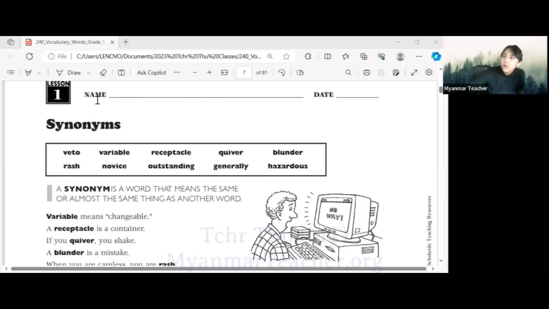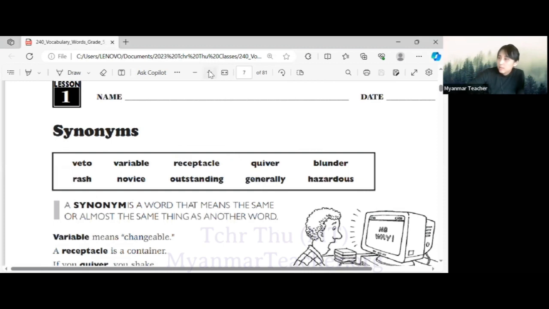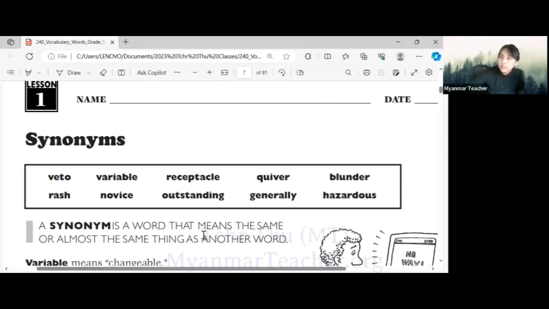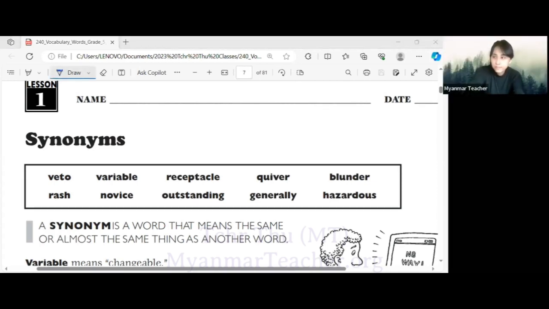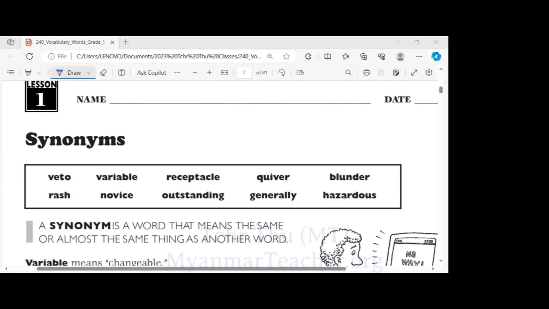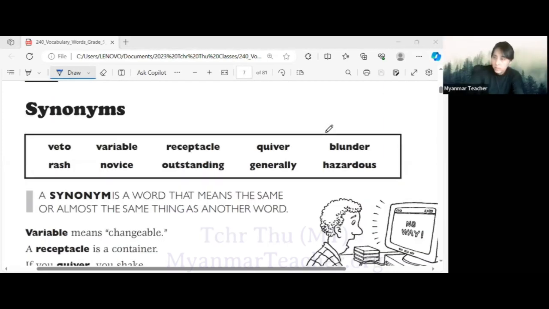Lesson 1 is about synonyms. So look at the words first. You need to say the word. Better, and then variable, receptacle, quiver, blunder, rash, novice, outstanding, generally, hazardous. And then the pronunciation is, this is the pronunciation. Veto. So this is the pronunciation.